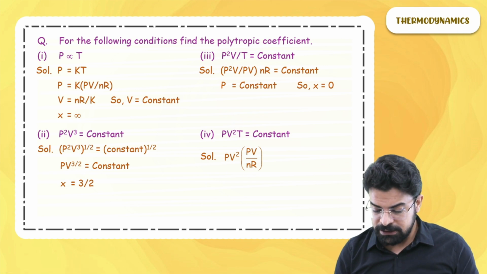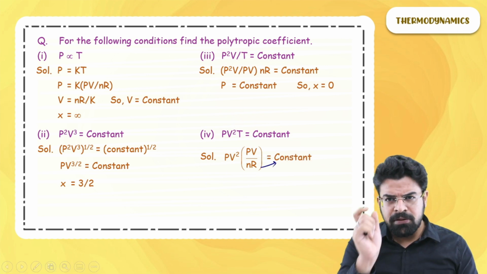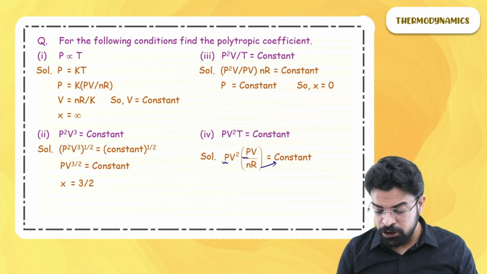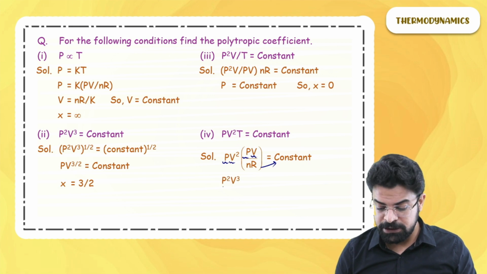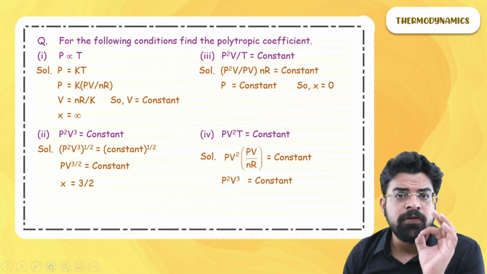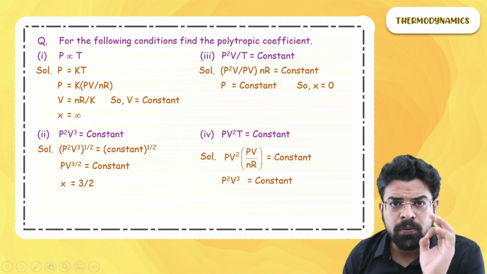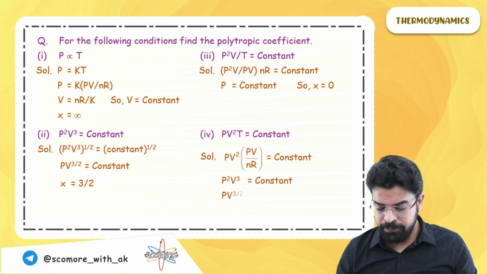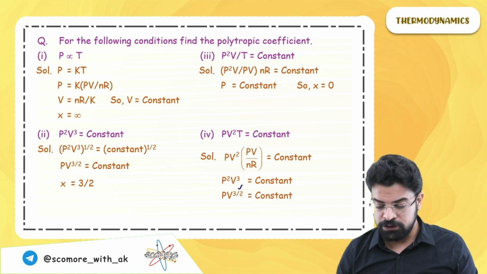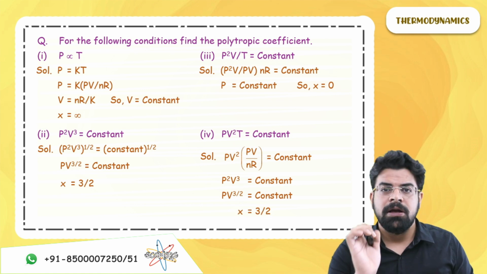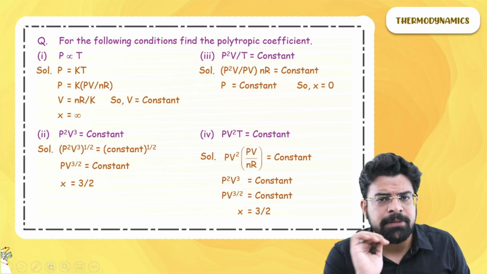Now, this nR goes to the right hand side and constant multiplied by constant becomes a new constant. And on the left hand side, you will get P into P square, V square into V cube. So you'll get P square into V cube equals a new constant. Your mission is to find the polytropic coefficient. So root both the sides. Once you take root on both the sides, what you get is PV raised to the power of 3 by 2 equals constant. Hence, the polytropic coefficient has to be equal to 3 by 2. Hence, we get x equals 3 by 2.